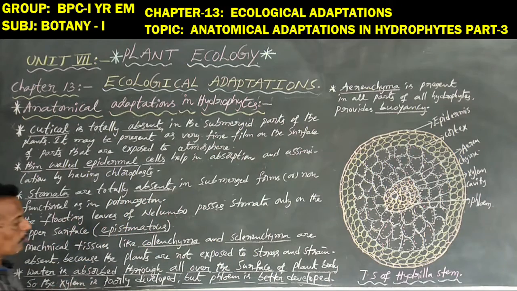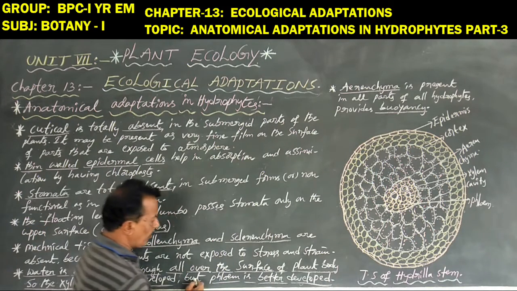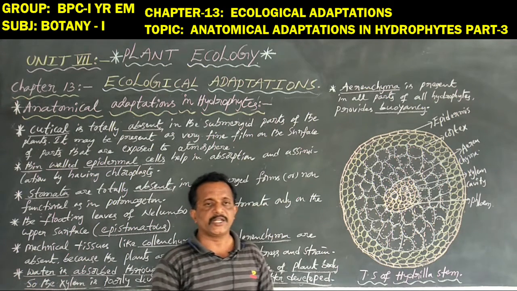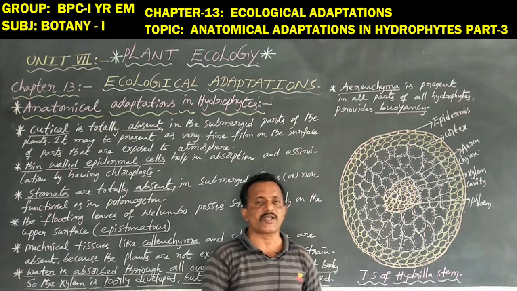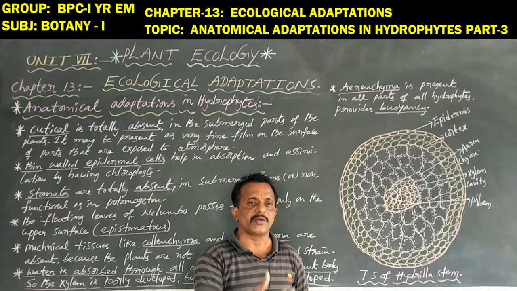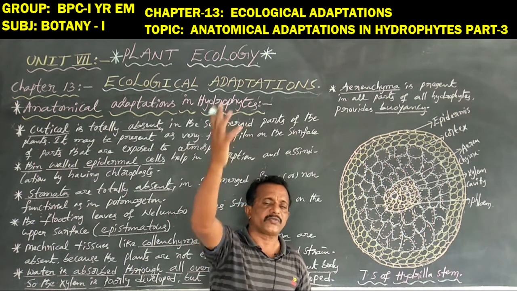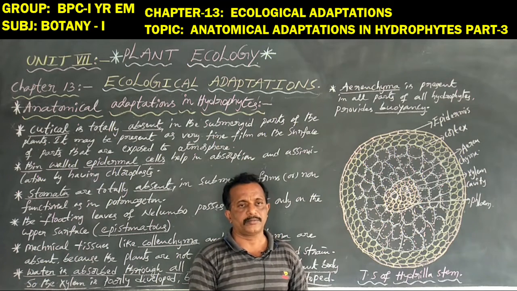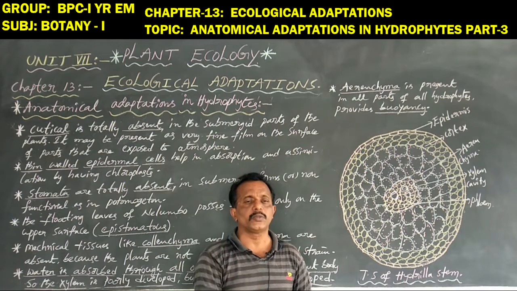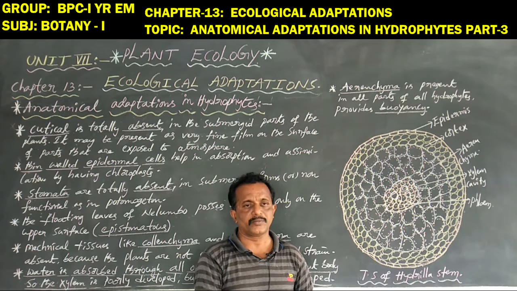So the xylem is reduced, but phloem is relatively better developed. In general, xylem and phloem are also known as vascular tissues. The vascular tissue xylem always absorbs water and mineral nutrients from the root, which are then transferred all over the plant body. Phloem also transports food materials from leaves to all over the plant body.